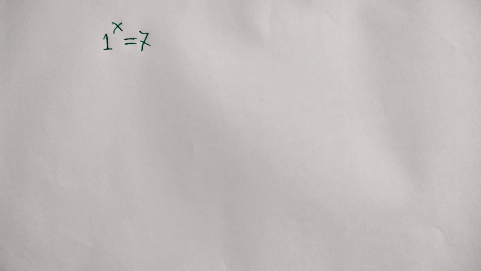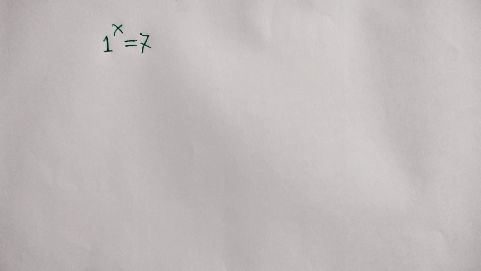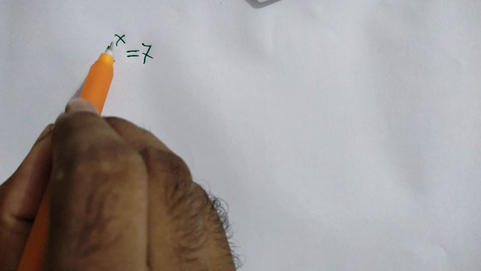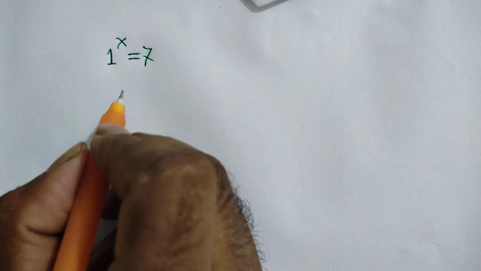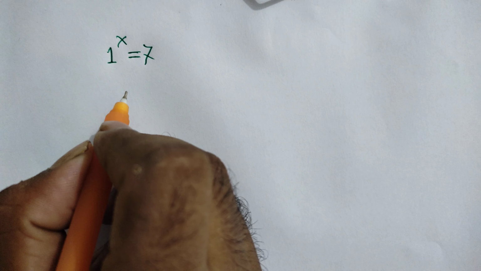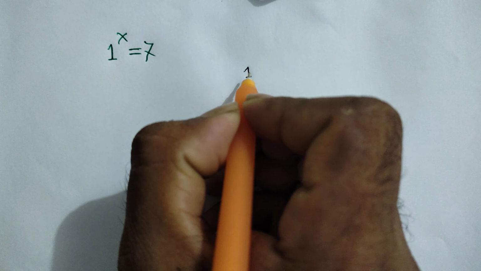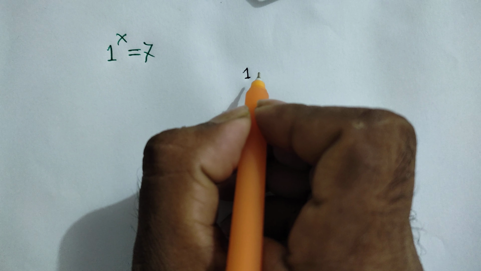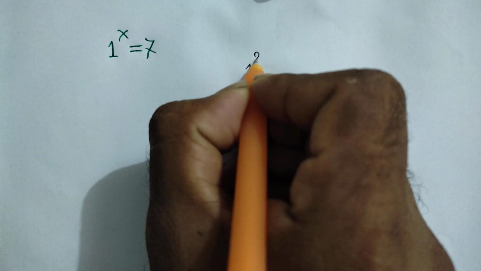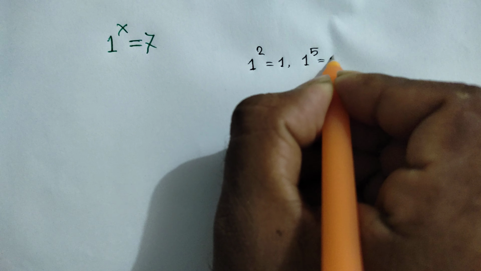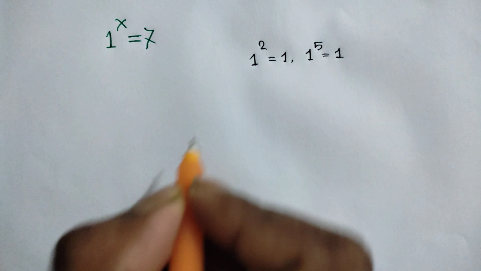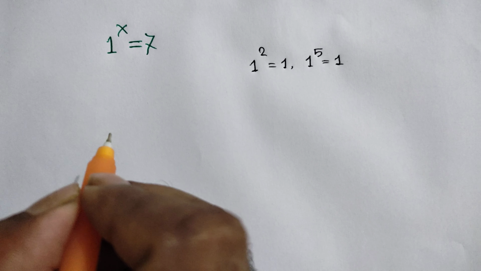Hi everyone, in this video I am going to show how to find the value of x where 1 to the power x is equal to 0. Okay, we know that this is not possible for a real number because 1 to the power of any number is 1. Example, 1 to the power 2 is equal to 1, 1 to the power 5 is equal to 1. So there are no real roots.